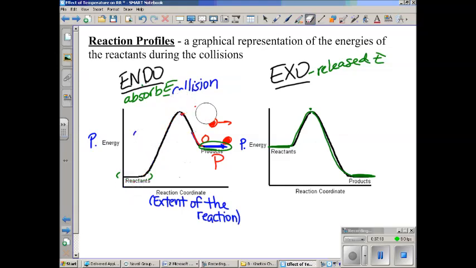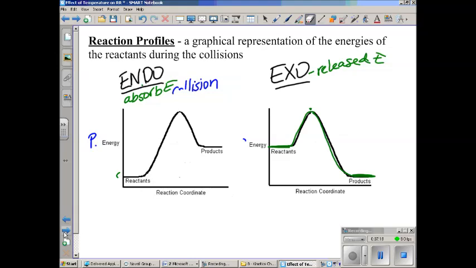Let me erase a little bit here. So if you're looking at a reaction profile, you can actually make some measurements if you were given the numbers along the axes. That activation energy that we discussed, the minimum amount of energy necessary for a reaction to take place, that's measured from this line where the reactant potential energy starts, up to the very tippy top of the graph. That is the activation energy. That's the minimum energy needed to get over there.